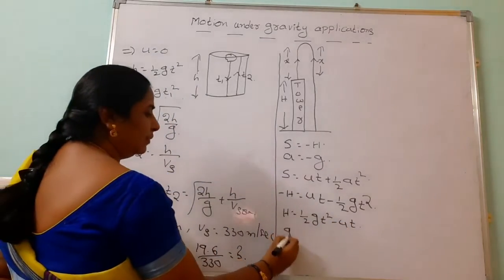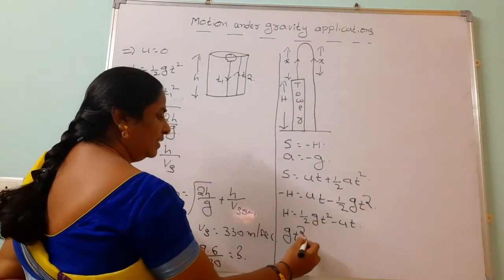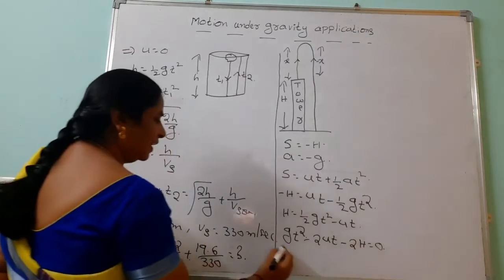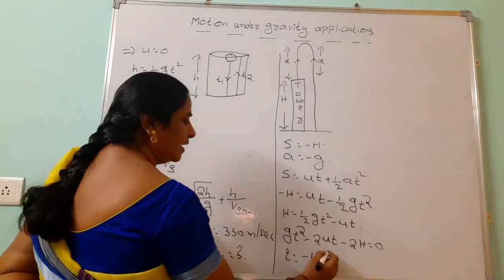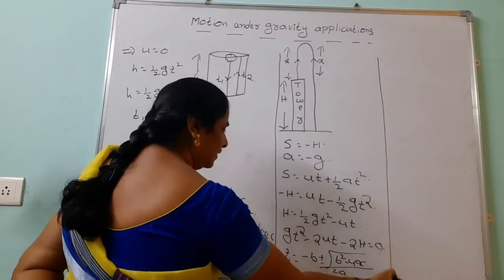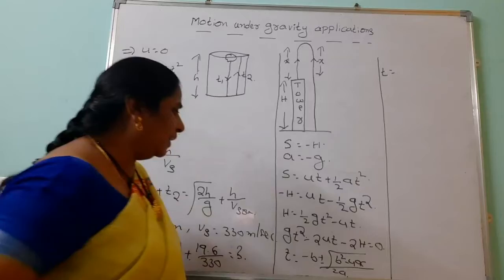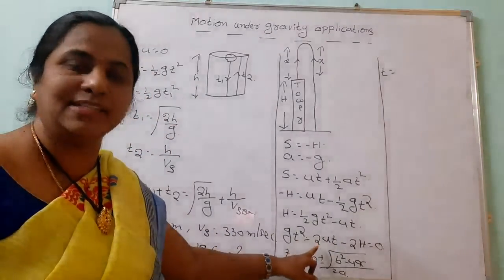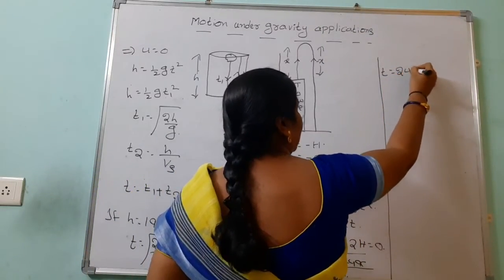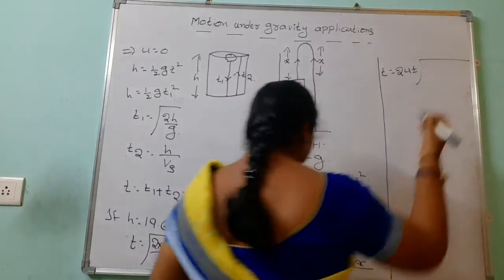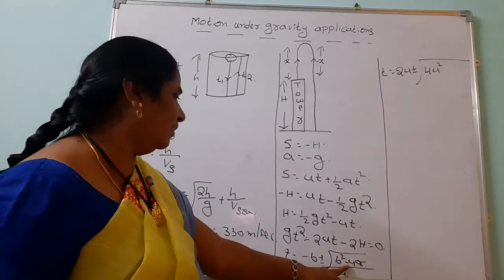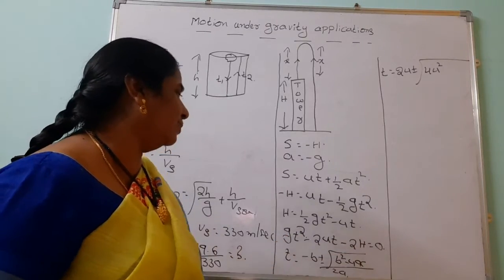Then we take the LCM and simplify using the quadratic equation: g t square minus 2ut minus 2H equals 0. Then we can use the formula t equals minus b plus or minus under root b square minus 4ac by 2a, and derive the expression for t. Here b equals minus 2u, like a x square minus b x plus c. So minus into minus gives plus 2u, plus or minus under root b square, which is 4u square, then minus 4ac. Here a is g and c is minus 2H, means plus 8gH.